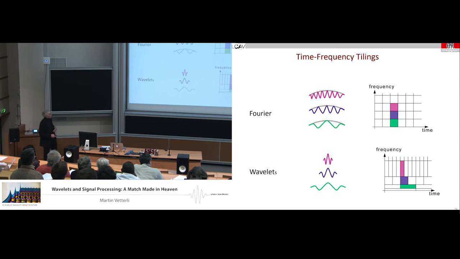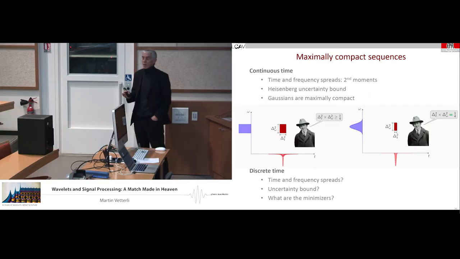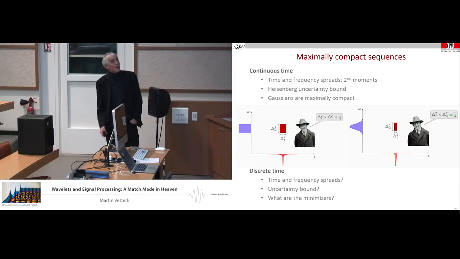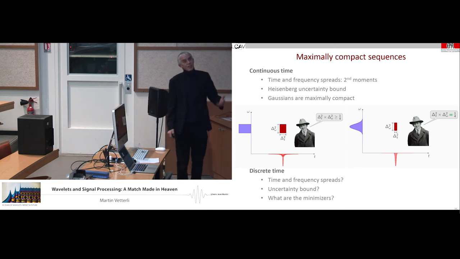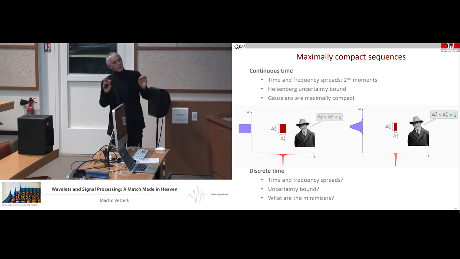At the heart of it, of course, is the uncertainty principle, right? And in continuous time, the uncertainty principle is a very well-known and old result, that goes back to physics of the early 20th century, to Gabor and so on. And Heisenberg says, okay, if you define spread as the second moment, then there is a lower bound, and the lower bound is met by the Gaussian. Okay, end of story there.